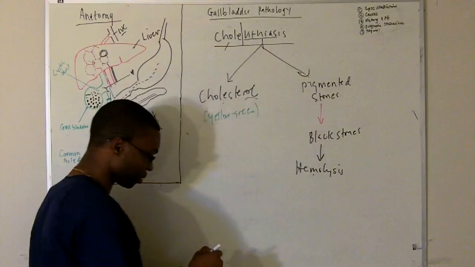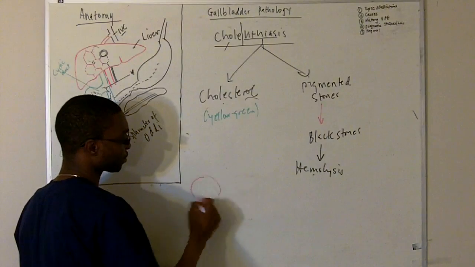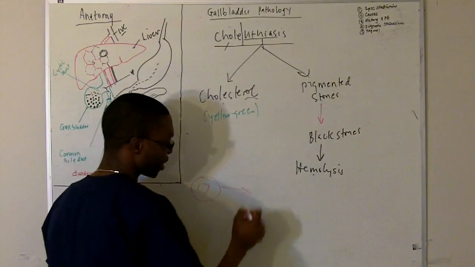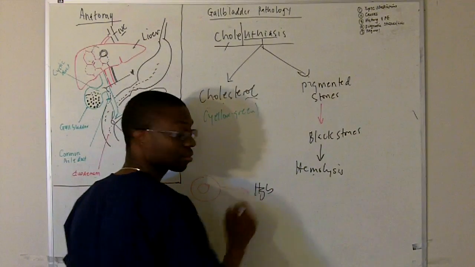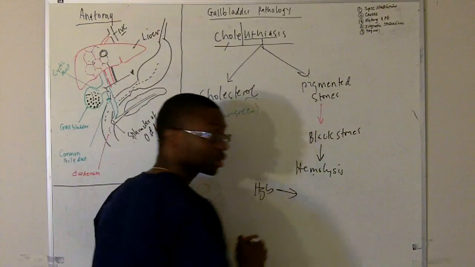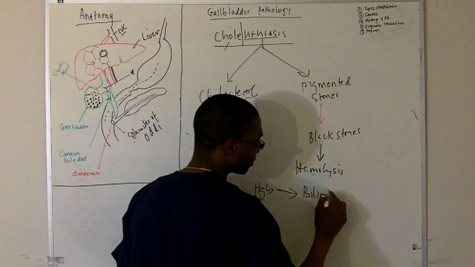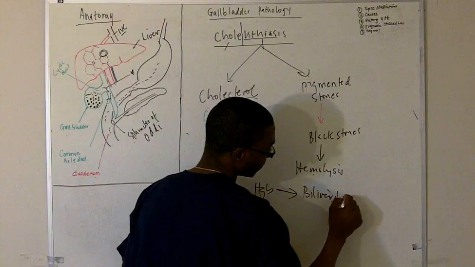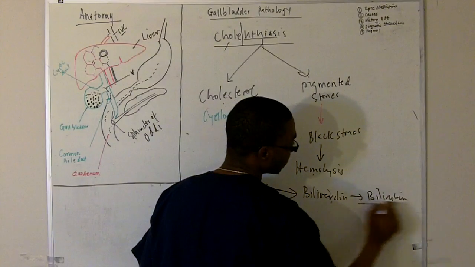So let's start to break down the red blood cell, right? So I've got a nice, beautiful red blood cell right here. Donut shape. When I break the red blood cell down, I break it down to what? Hemoglobin, right? Hemoglobin eventually is going to be broken down into biliverdin, which is broken down eventually into what? Bilirubin.